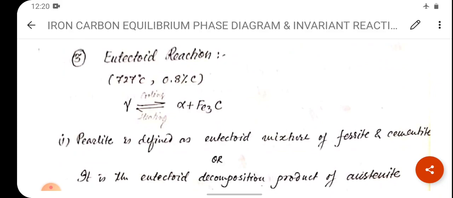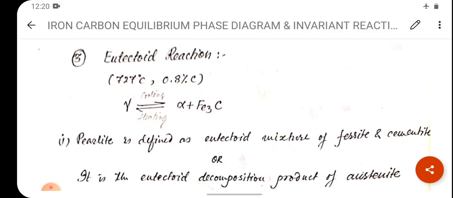So, again imagine the diagram. कहाँ पे गामा एग्जिस्ट कर रहा था? So gamma after cooling we will get alpha plus Fe3C, and alpha plus Fe3C on heating we will get gamma. So perlite is defined as eutectoid mixture of ferrite plus cementite. Alpha ferrite plus cementite, Fe3C is cementite.